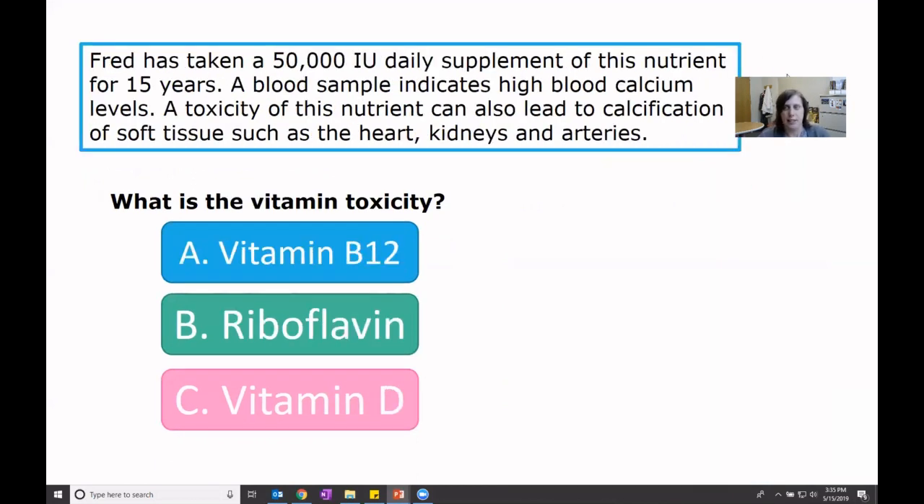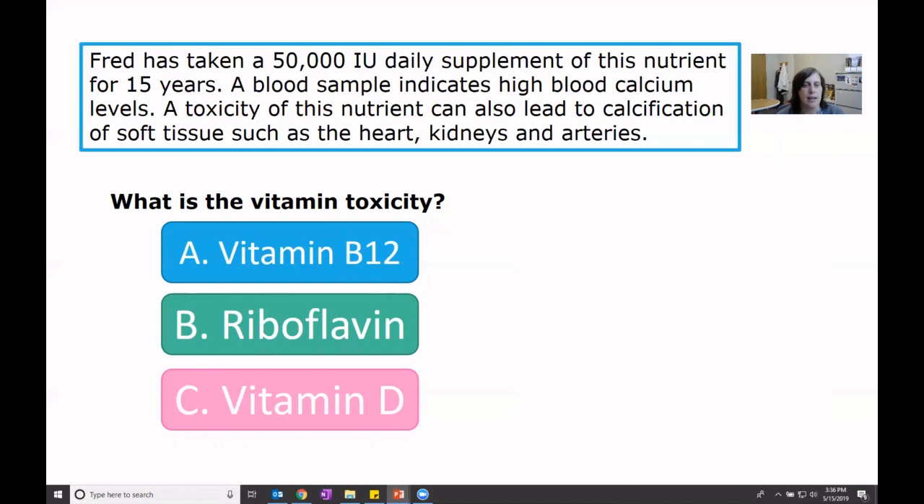Another toxicity. So this one is probably more common where we see toxicity, which is where people are taking high dose supplements of nutrients. We definitely want to make sure that people stay around 100% of the daily value within supplement recommendations. So here's an example of someone who has taken a 50,000 IU daily supplement of this particular nutrient for 15 years. And a blood sample indicates that this person has high blood calcium levels. Toxicity of this nutrient can also lead to calcification of soft tissue such as the heart, kidneys, and arteries. What is the vitamin toxicity?